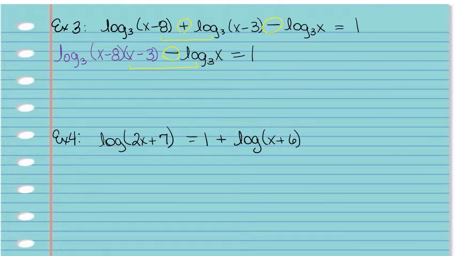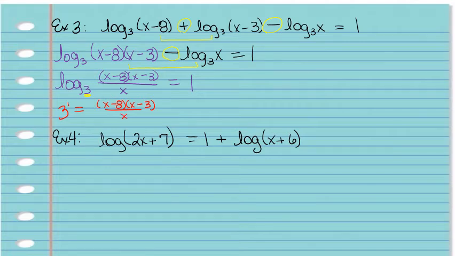let's not use that color, let's try purple. There we go. Log base 3 of x minus 8 times x minus 3 over x, and that's equal to 1. And so that is what we will use. So now we know our base is 3, and we're going to write this using the exponential format. It would be 3 to the first power is equal to x minus 8 times x minus 3 over x. And I have to solve that equation.